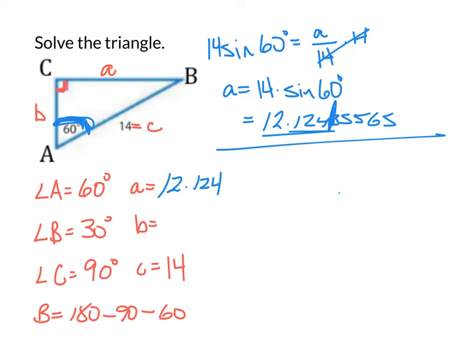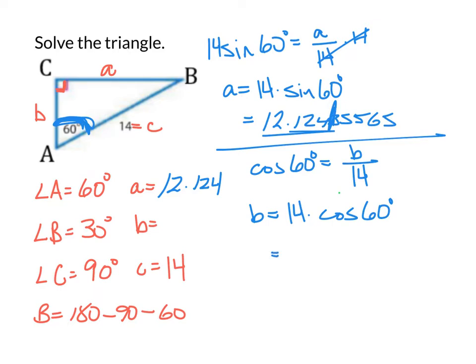Side B is its adjacent side, and side C is the hypotenuse. So adjacent over hypotenuse, that's cosine. So cosine of angle A, that's 60 degrees, is going to be adjacent over hypotenuse. And then again, to get rid of that 14, we're going to multiply both sides by 14. So 14 times the cosine of 60 degrees. Head over to the calculator, and we get a nice number, 7.